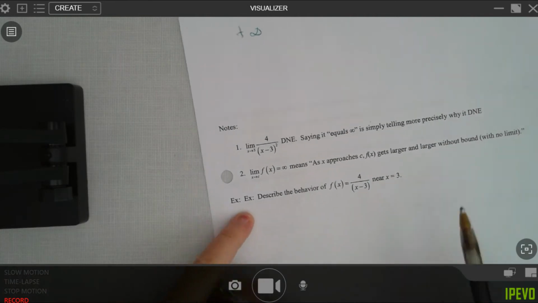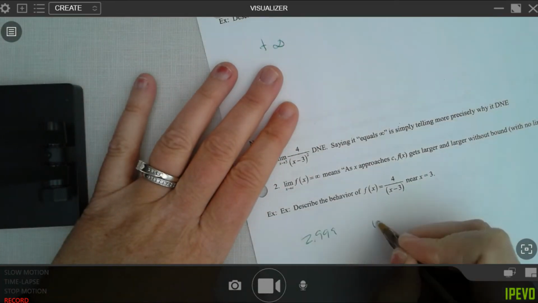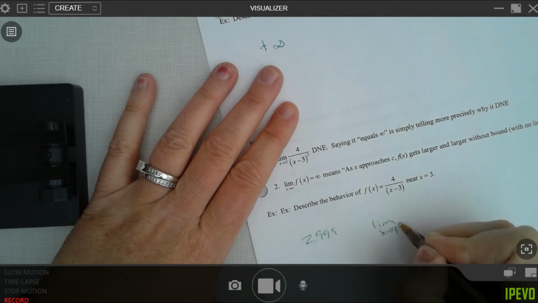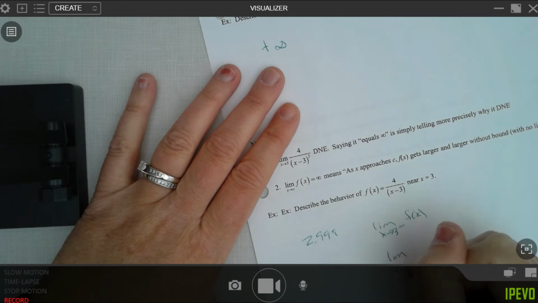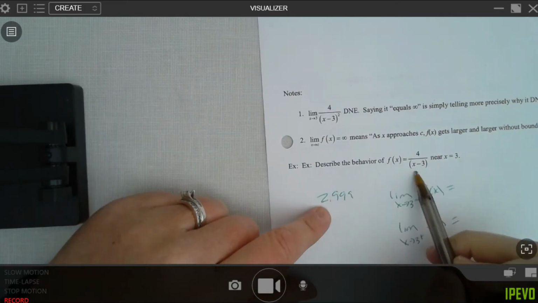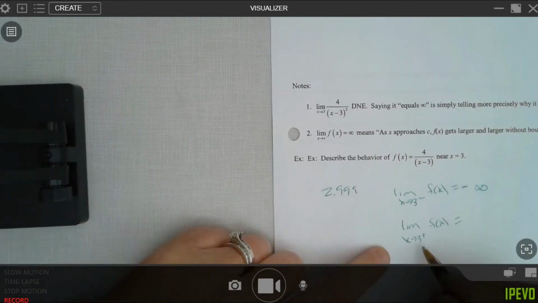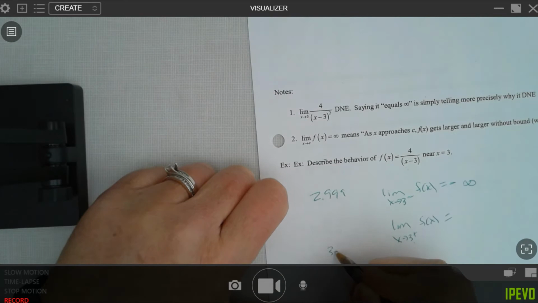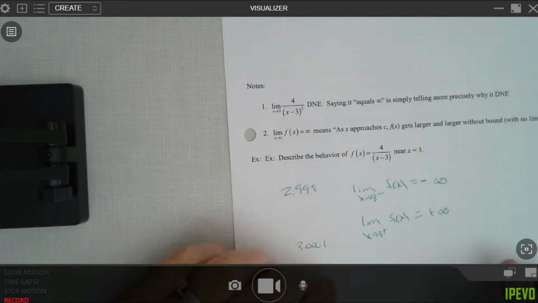On this one right here, if we want to describe the behavior, if I plug in 2.999, so I'm saying the limit as x approaches 3 from the left of f of x, and then I want to do it as it approaches from the right of f of x. When you plug in 2.9999, it's going to give you a negative number on the bottom, so it's going to be negative infinity. When I plug in 3.0001, you should see it's a positive large number, so it's going to positive infinity.